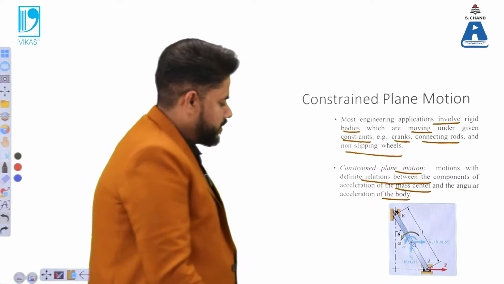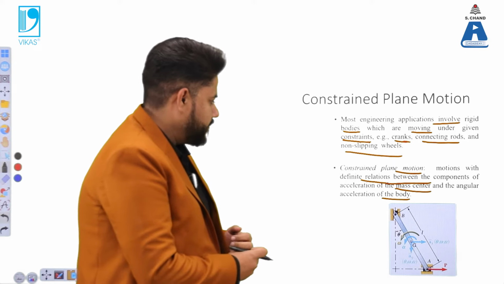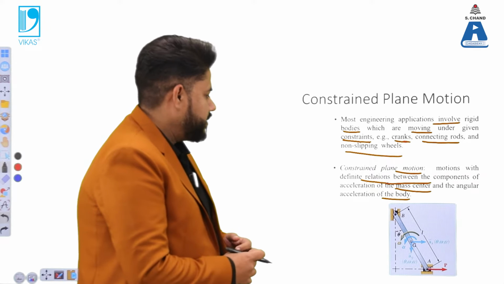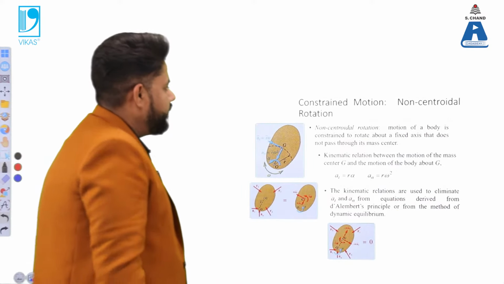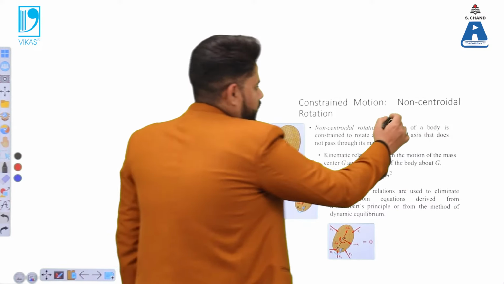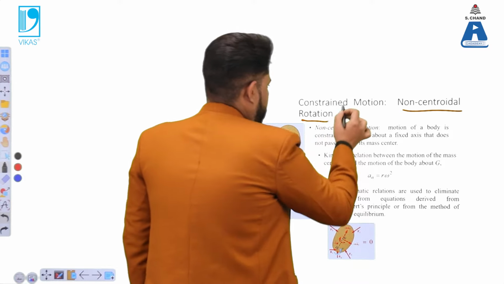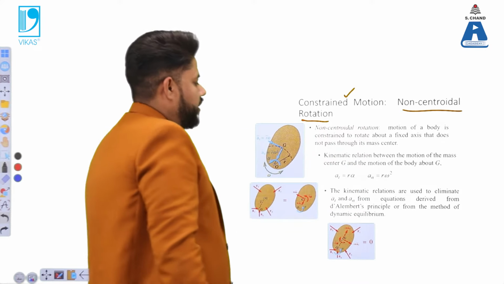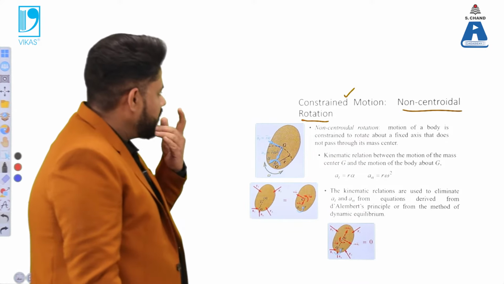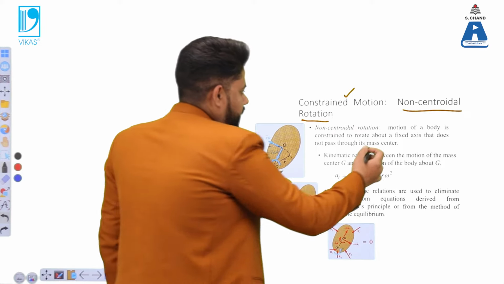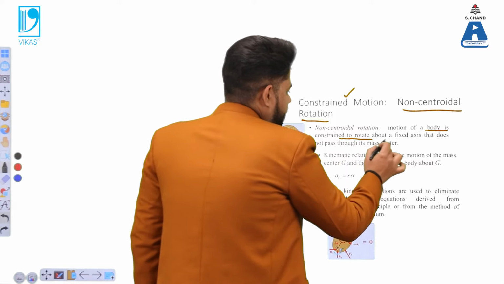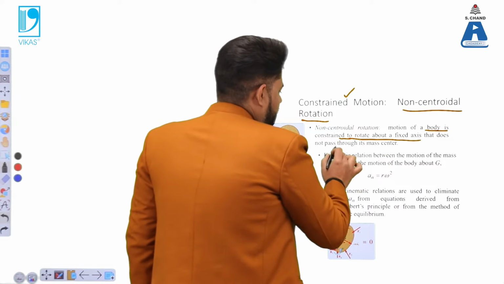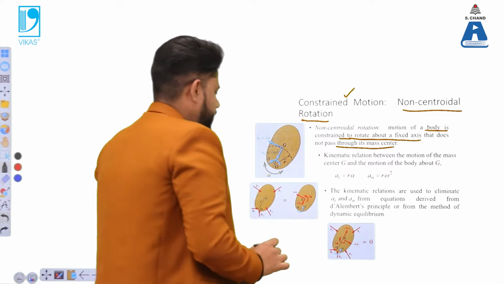One such example is this. It deals with the acceleration of the mass center and the angular acceleration of the body. Additionally, we have the case of non-centroidal rotation in this particular condition. So what is this non-centroidal rotation? It is basically the motion of a body which is constrained to rotate about a fixed axis, and that axis will not pass through the mass center.